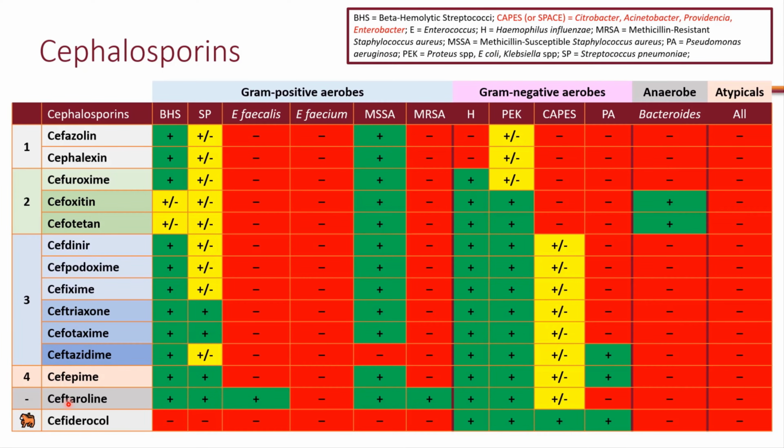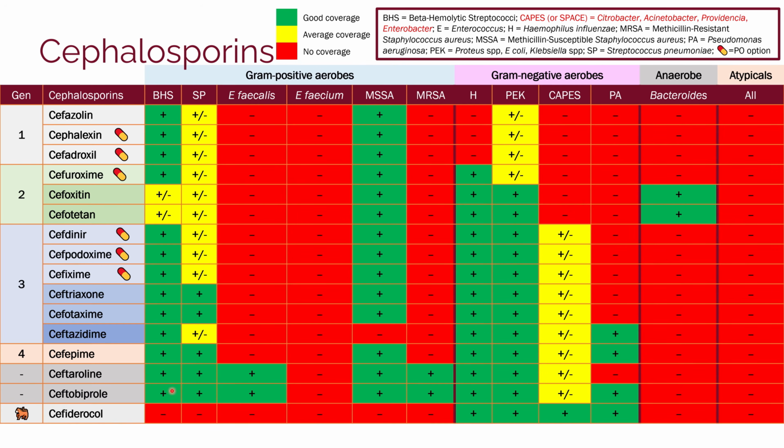And ceftaroline, which some people would call fifth generation, and others would call an anti-MRSA cephalosporin, because it's the only cephalosporin in the US with MRSA activity. It also has activity against E. faecalis, and good activity against gram negatives, but the only hole when it comes to gram negatives is that it does not cover Pseudomonas. So that's one shortcoming of ceftaroline.